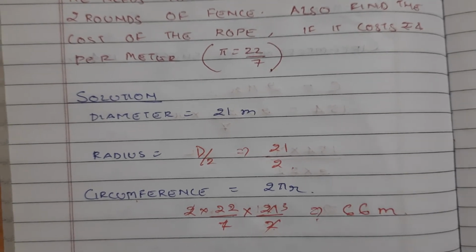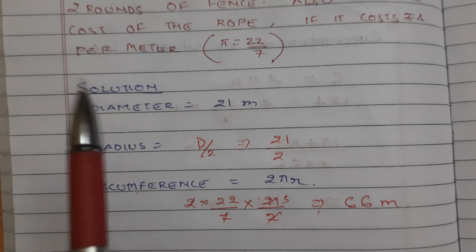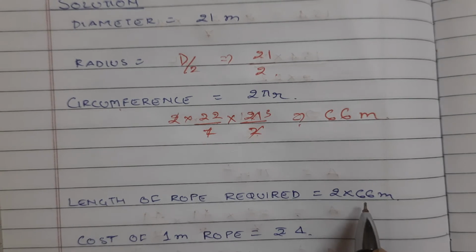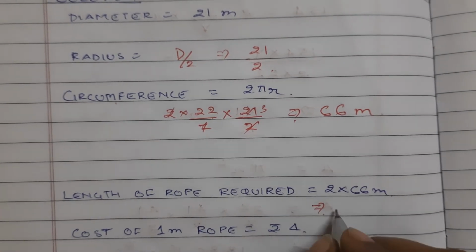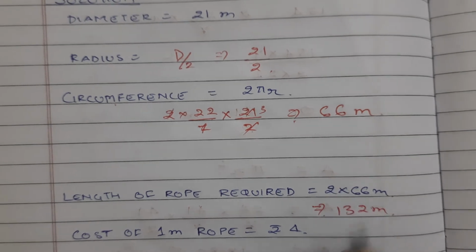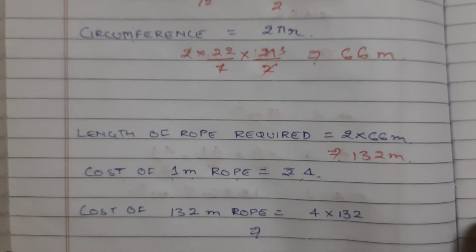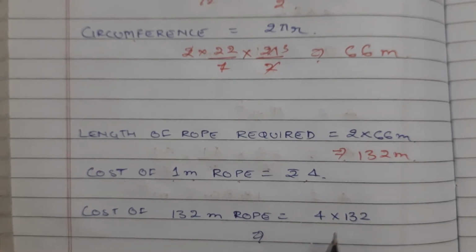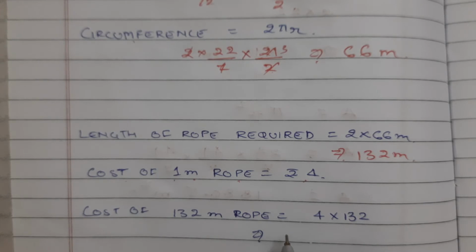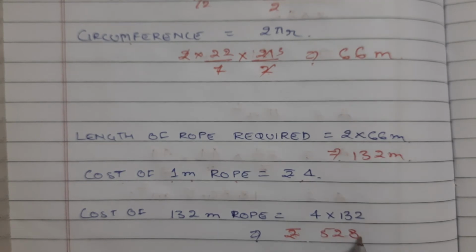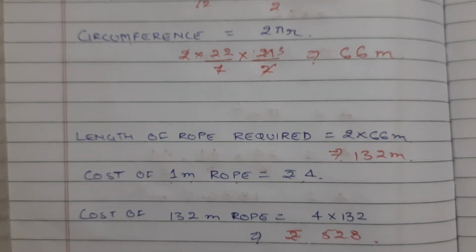Unit is here meter. Now length of the rope required as he is fencing twice. So it will be 2 times of 66. That is 132 meters. Now cost of 1 meter rope is given as rupees 4. So cost of 132 meter rope will be 4 into 132. That is rupees 528. So cost of fencing this circular garden is rupees 528.